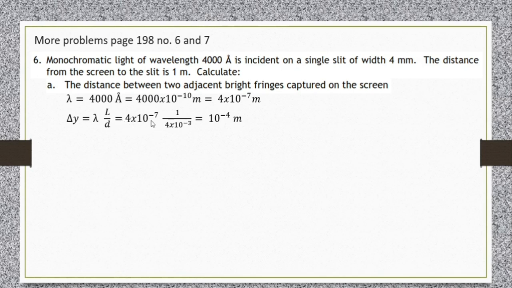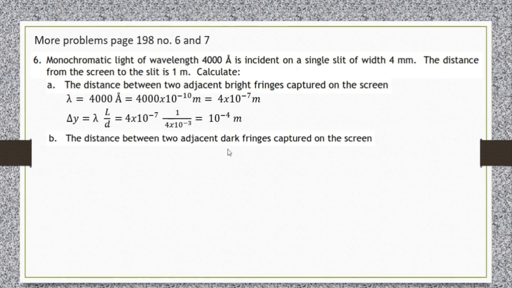Lambda is 4 times 10 to the minus 7 times 1 meter over D. D here is 4 times 10 to the minus 3, yeah, 4 millimeters. So delta y is 10 to the minus 4 meters. The distance between two adjacent dark fringes captured on the screen will be the same. Delta y equals lambda L over D, so we will get the same result.